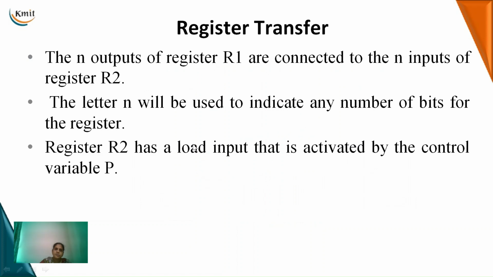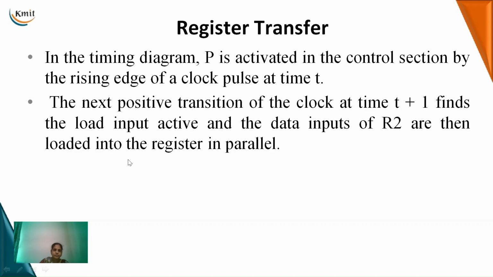So the n outputs of register R1 are connected to the n outputs of register R2. The letter n will be used to indicate any number of bits for the register, depending upon the number of bits of your register, whether it is an 8-bit register or a 16-bit register or whatever it is. The register R2 has a load input that is activated by the control variable P. The load input will be active only if the control variable P is equal to 1.